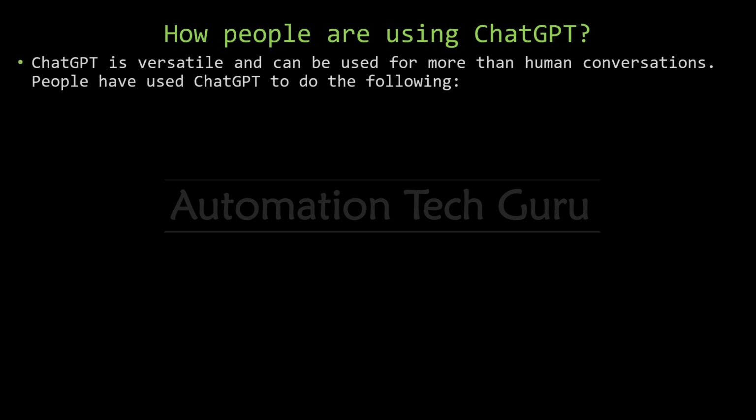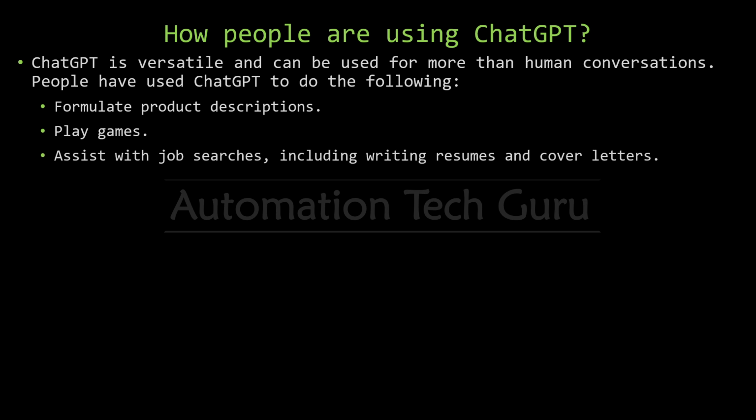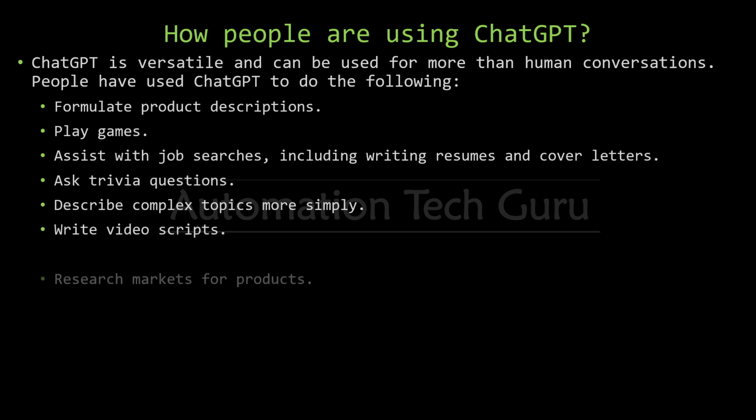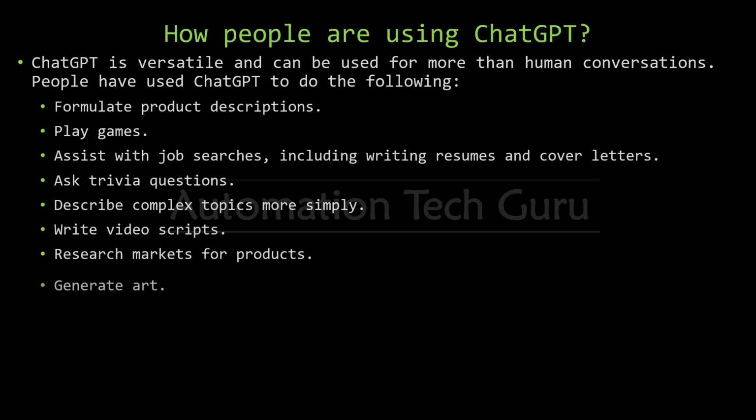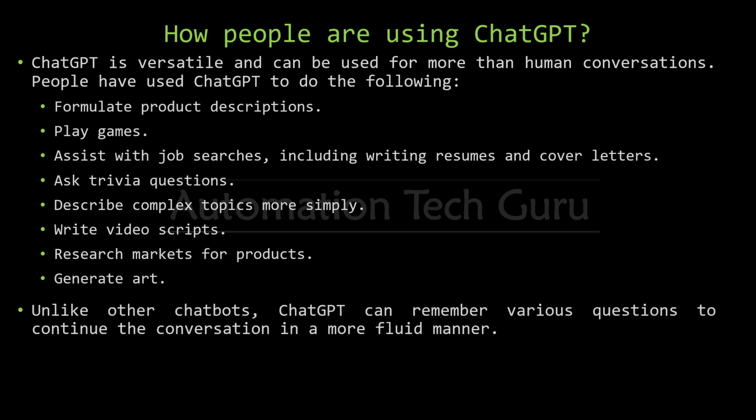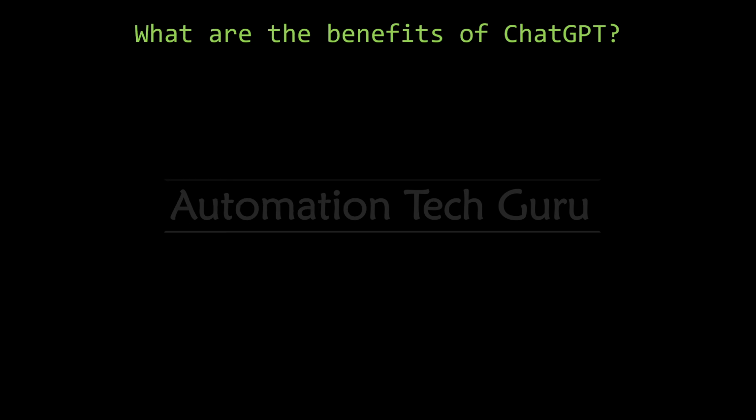People have also used ChatGPT to do the following: formulate product descriptions, play games, assist with job search, including writing a resume or cover letter, ask trivia questions, describe complex topics more simply, write video scripts, research markets for products, and generate art. Unlike other chatbots, ChatGPT can remember various questions to continue the conversation in a more fluid manner.